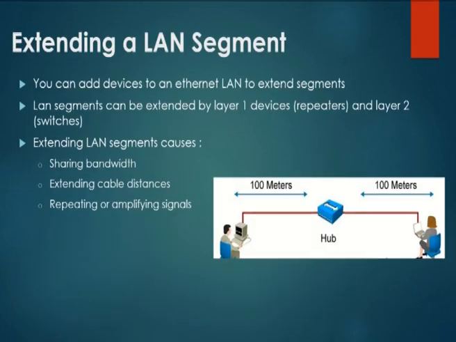How to extend a LAN segment? You can add devices to an Ethernet LAN to extend the segment. A hub is a physical layer device that takes a signal from a device on the network and acts as an amplifier. Adding a hub to a network extends the network so that data can be communicated successfully over long distances. Therefore, a hub retransmits the signal to every port to which workstations or servers are connected.